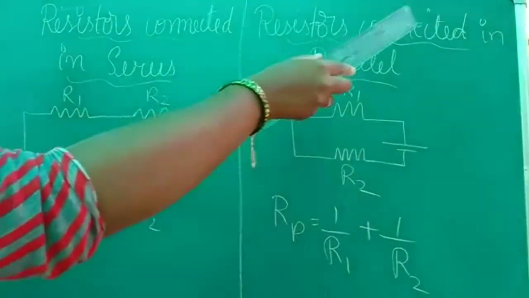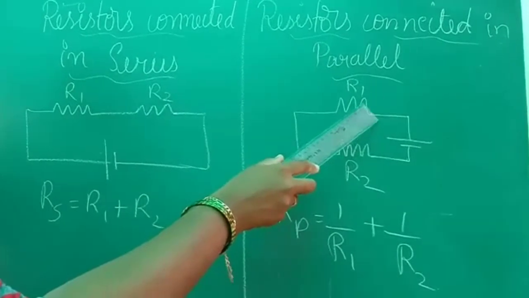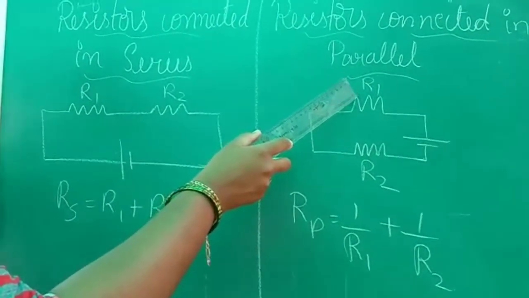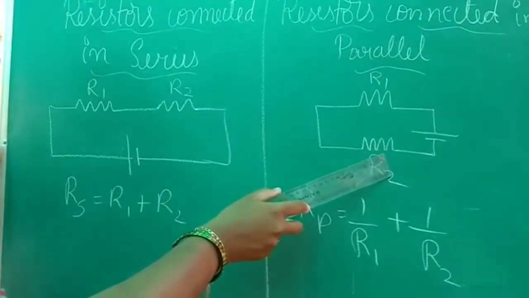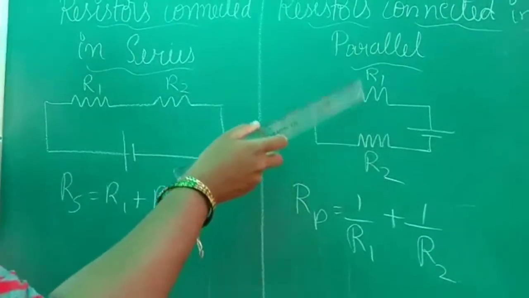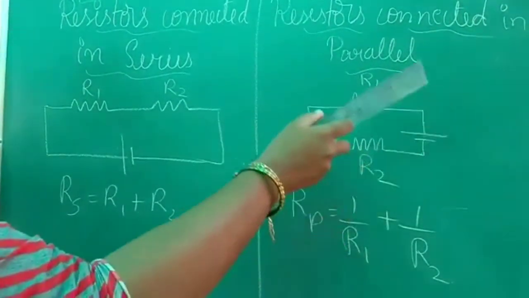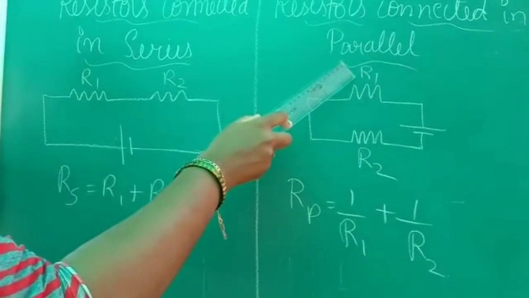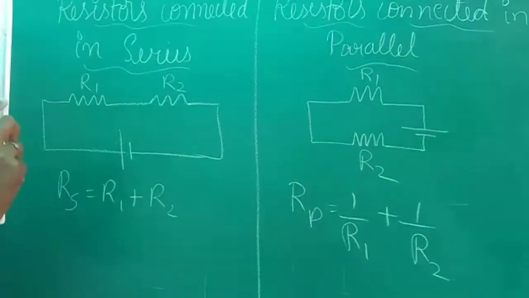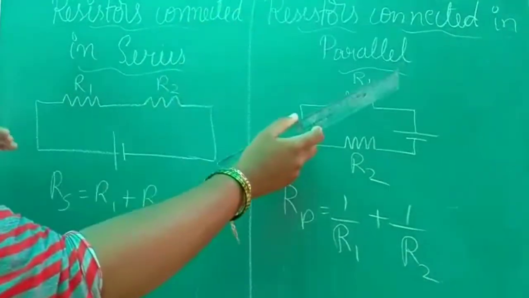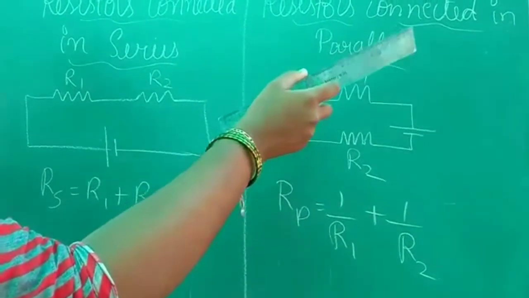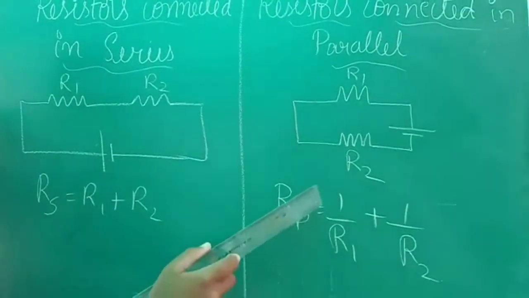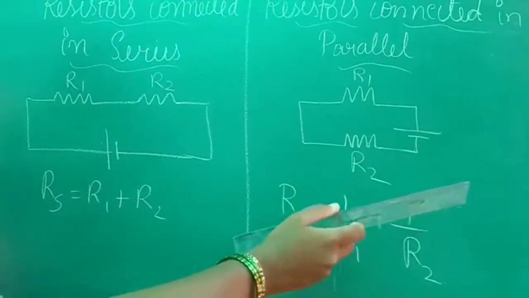Now coming to resistors connected in parallel, what happens here? R1 is there, R2 is there, and there is also a battery. Here R2 is connected exactly below R1. It is not in a straight line. It is one below the other, in a parallel format. When the resistors are connected one below the other, that type of connection is called a parallel resistor connection. If resistors are connected in a straight line, it is a series connection. If resistors are connected one below the other, it is called a parallel connection. Now RP, that is resistors connected in parallel. The formula given is 1 by RP equals 1 by R1 plus 1 by R2.